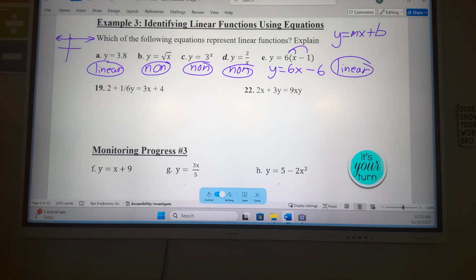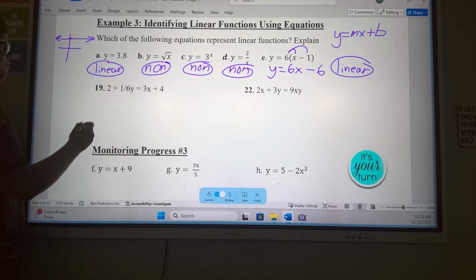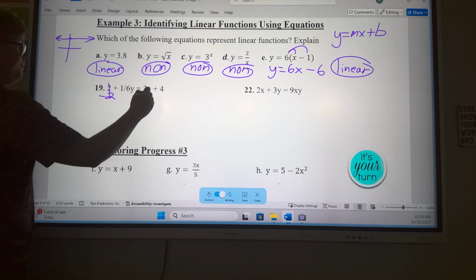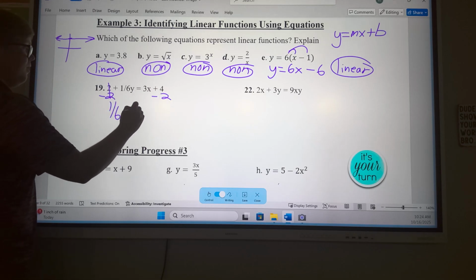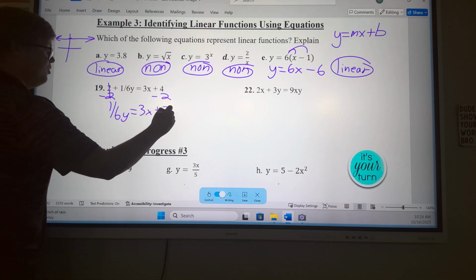Now let's move on here. You might get an equation that looks like this. It's kind of hard to tell if it's linear or nonlinear, but typically when you see 1y and 1x, it's probably going to be linear. Now the way we can test to see if it's linear or not is we can put it into slope-intercept form. We can subtract our 2. That gives us 1 over 6 y equals 3x plus 2.